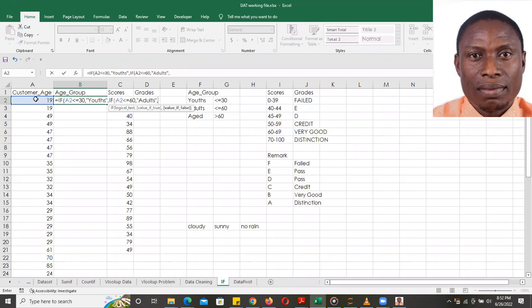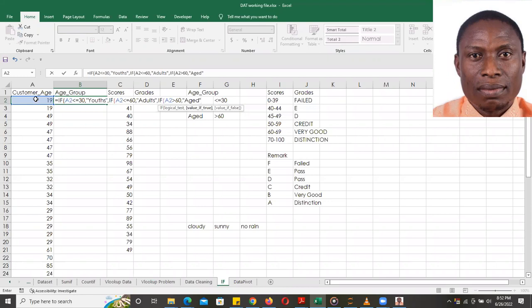I can as well say if this guy is greater than 60, it is aged. But the reason I did not use the third if statement is because that's the last one. It's not going to cause any harm if I use it. Now we have 3 if statements. Sorry, when I did it the first time, I didn't include the third one.